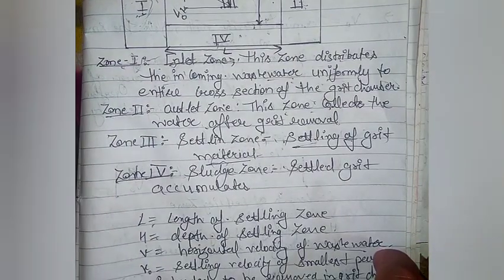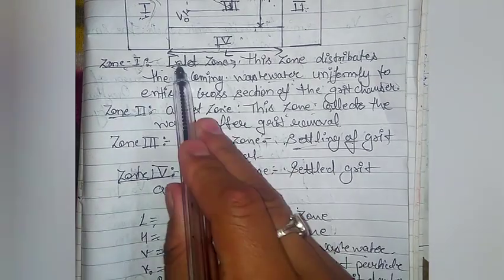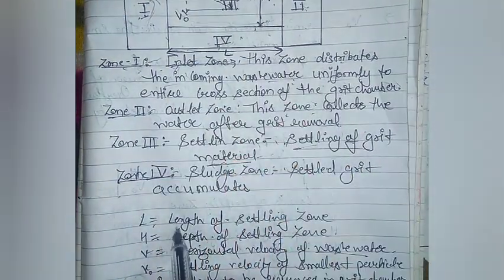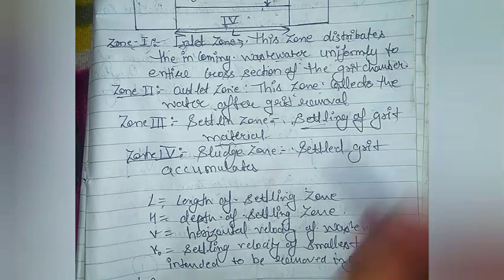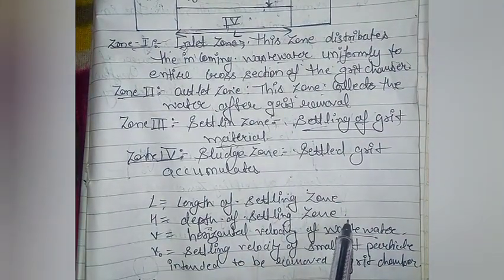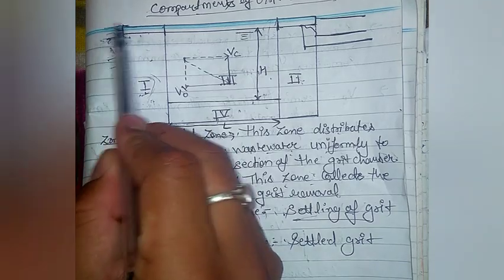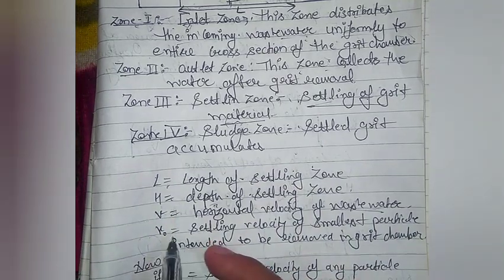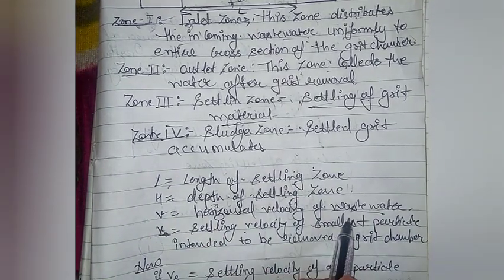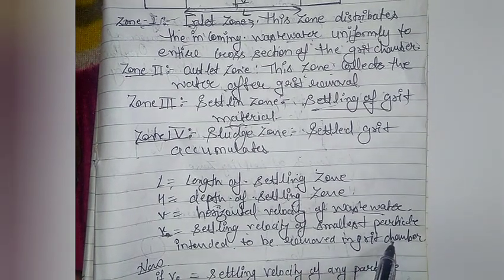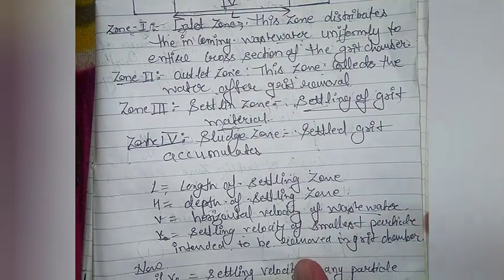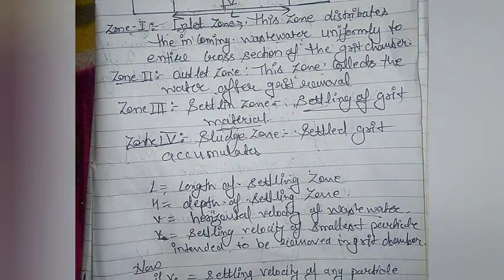Now L is the length of the settling zone, and H is the depth of the settling zone. Here, this H is the depth of the settling zone. And V is the horizontal velocity of the wastewater, so the wastewater will enter into the grit chamber with velocity V. And V naught is the settling velocity of the smallest particle intended to be removed in the grit chamber.